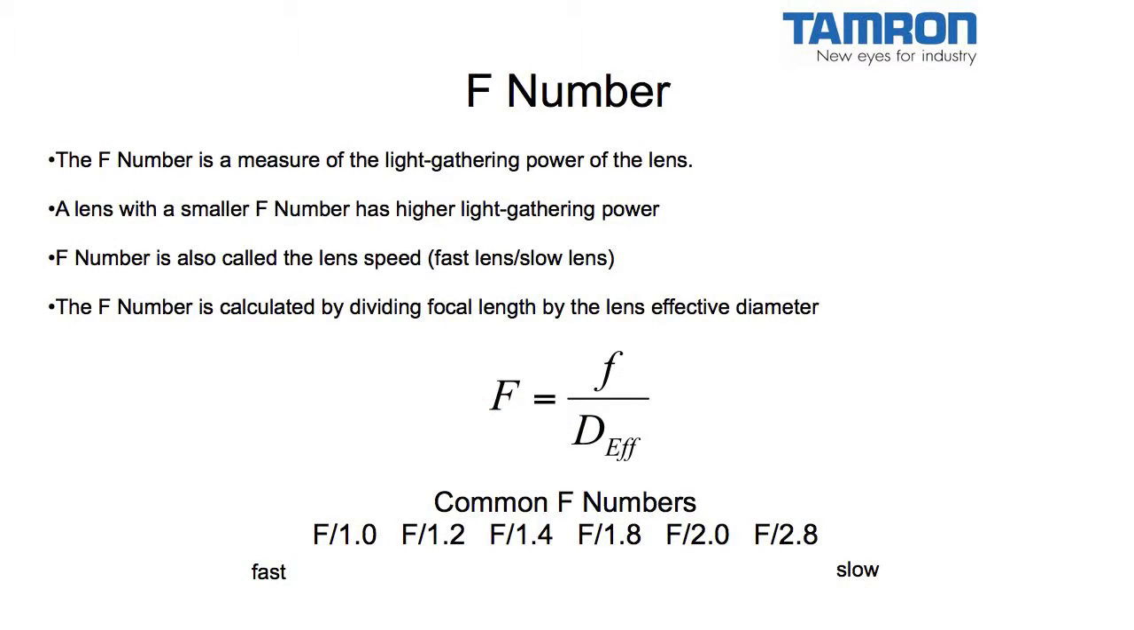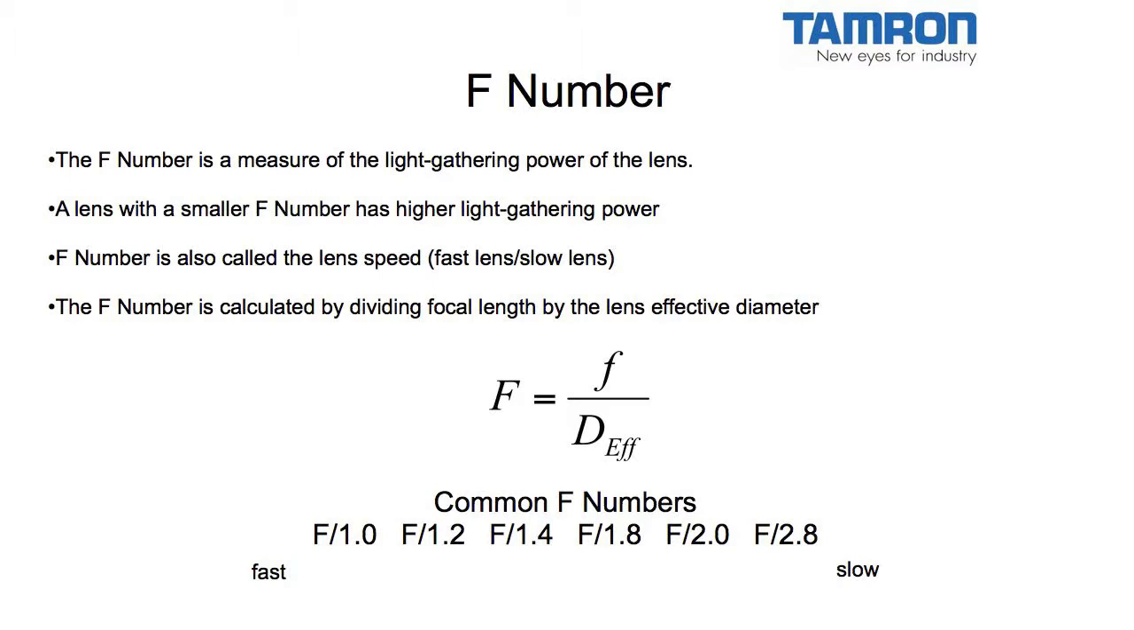The F number of a lens is a measure of the light gathering power of the lens. A lens with a smaller F number has higher light gathering power and will deliver a brighter image. A lens with a large F number has lower light gathering power and will deliver a darker image. The F number of a lens is related to the required exposure time to obtain a clear image, and for this reason, the light gathering power of a lens is sometimes called the lens speed.